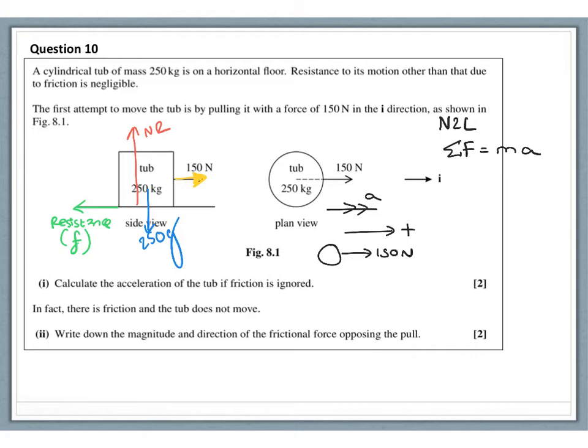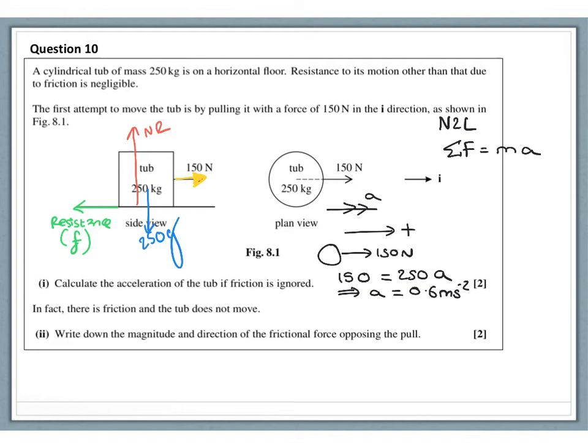Of course, resultant force equals mass multiplied by acceleration. So our resultant force is 150 to the right. That's the only force acting horizontally, which equals the mass 250 multiplied by the acceleration. So this gives me an acceleration of 0.6 meters per second squared.